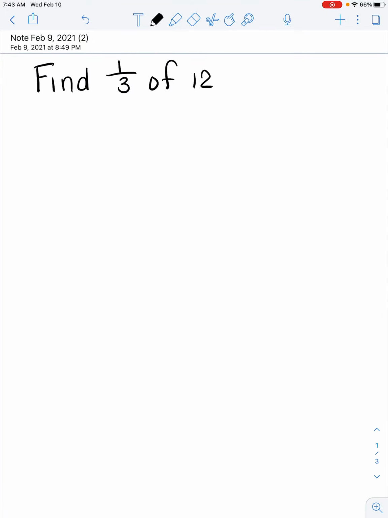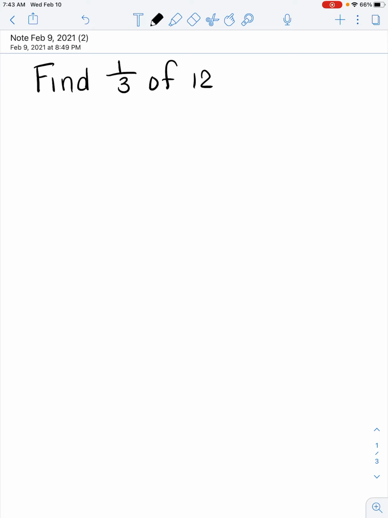So we're going to do a little multiplication with fractions today. My first problem doesn't really look like a multiplication problem. It looks like I'm just finding a fraction or a part of 12. I want to find out what number represents 1/3 of 12.